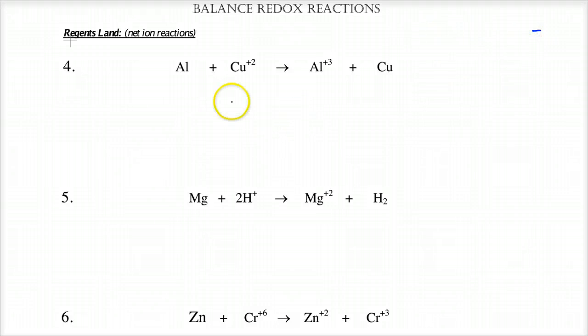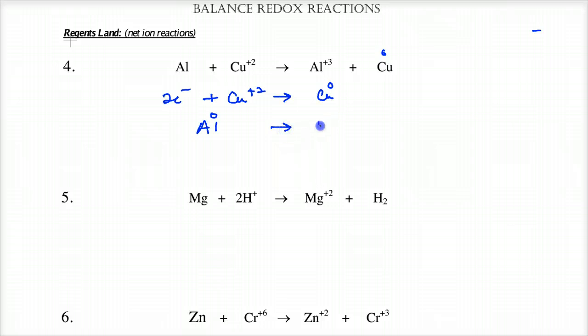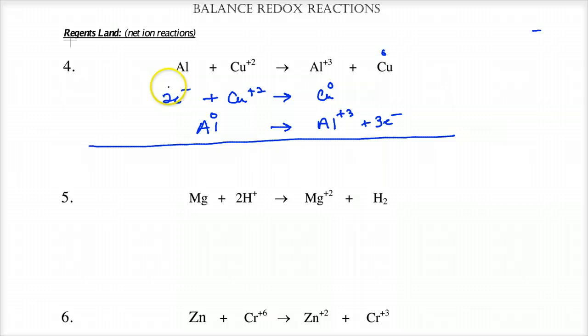All right, so Regents Land, you have this. Now, some people suggest you write half reactions, and I say that's a good place to start. Copper plus 2 becomes copper 0, plus 2 electrons. Aluminum 0 becomes aluminum plus 3 plus 3 electrons. And just like in the more advanced ones, you've got to balance the electrons. So a common factor here would be 6 electrons on both sides.